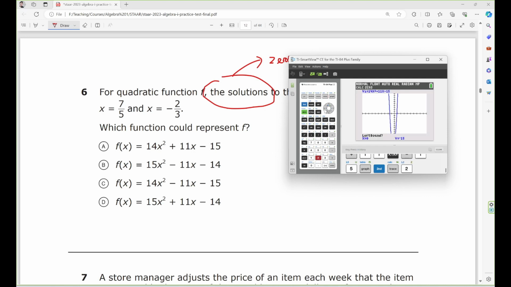Alright, now you move your cursor to the left of the 0. Right here. This is your 0 right here. And this is to the left, you hit enter. Now you move your cursor to the right, you hit enter. And you move your cursor to the middle, you hit enter. And then the first 0 is going to be negative 1/3. So you see that this is 7/5 and negative 2/3. So this is not the right answer. Let's move on to B.